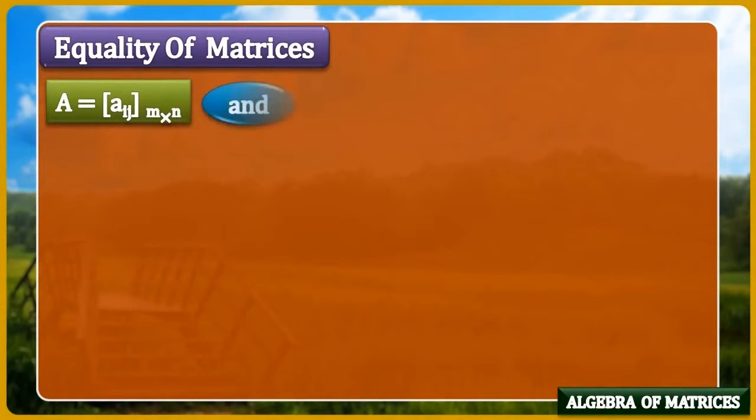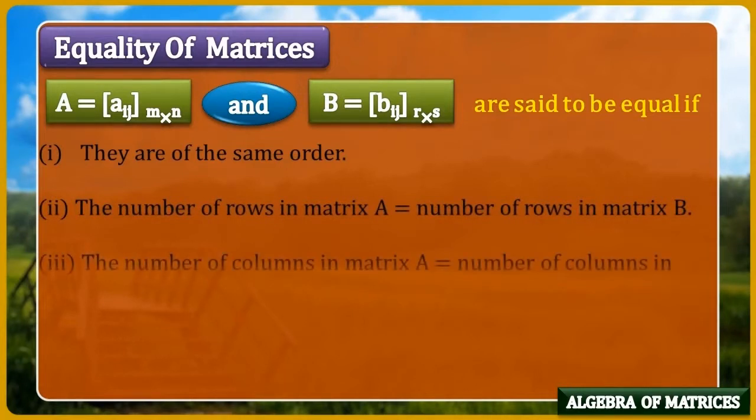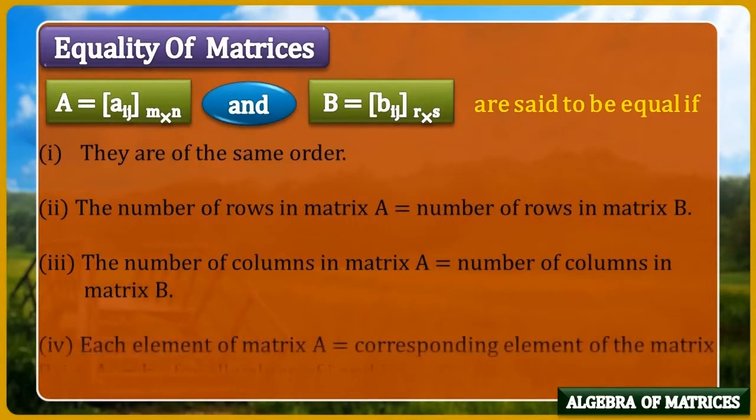Equality of matrices. Two matrices A equal to [a_ij] of order n by n and B equal to [b_ij] of order r by s are said to be equal if: 1. They are of the same order. 2. The number of rows in matrix A equals the number of rows in matrix B. 3. The number of columns in matrix A equals the number of columns in matrix B. 4. Each element of matrix A equals the corresponding element of matrix B. That is, a_ij is equal to b_ij for all values of i and j.